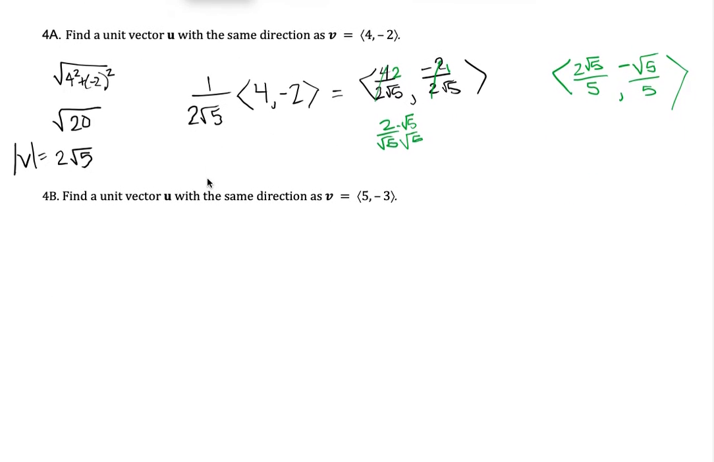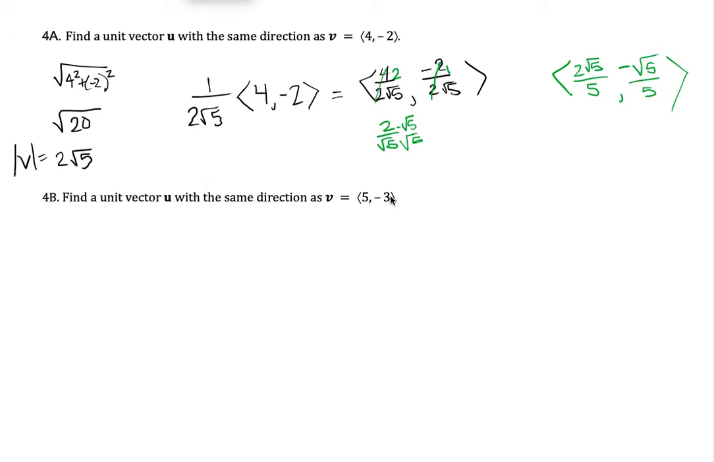Let's do another one real quick. I'll find the magnitude of this, so it's the square root of 25 plus 9, just your 5 squared and -3 squared, so the square root of 34. Doesn't look like I can reduce that at all, so I'm going to take 1 over the square root of 34 and multiply it by my vector v.